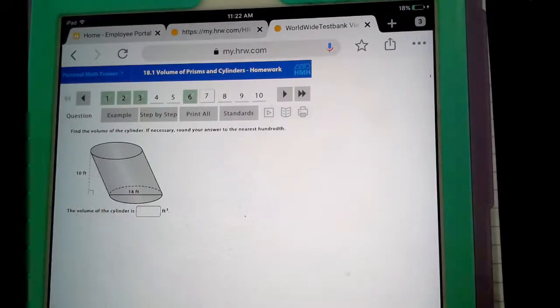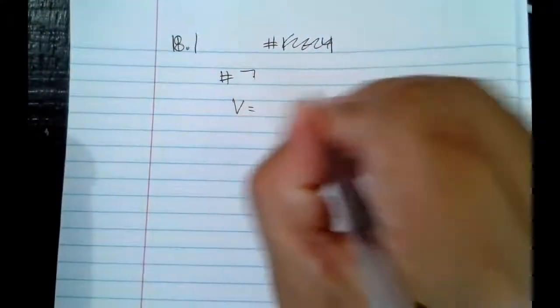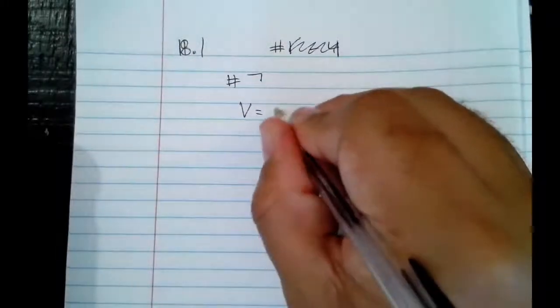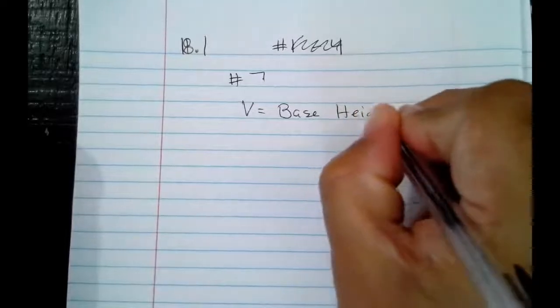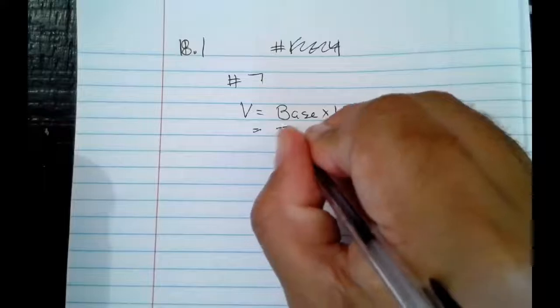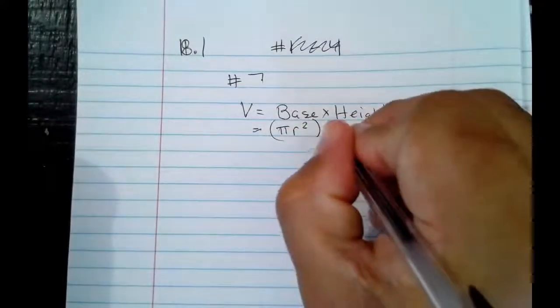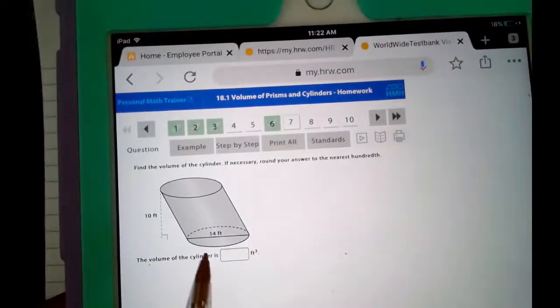This is a cylinder. Well, the cylinder is just a little bit different. This is number 7. So we're going to go ahead and do number 7 here. This is the volume of a cylinder. Remember, for the volume of the cylinder, you need the base and you need the height, and you multiply by the height. Well, the base of a cylinder is what? Pi r squared. And the height, in this case, is going to be 10 feet. So the only thing we really need here is to find the radius.